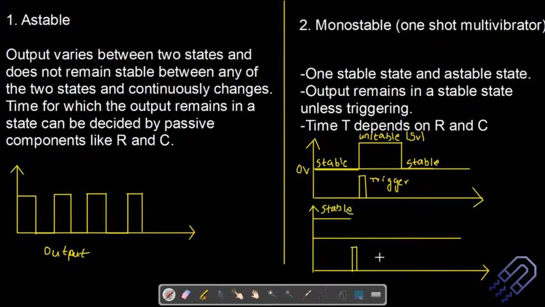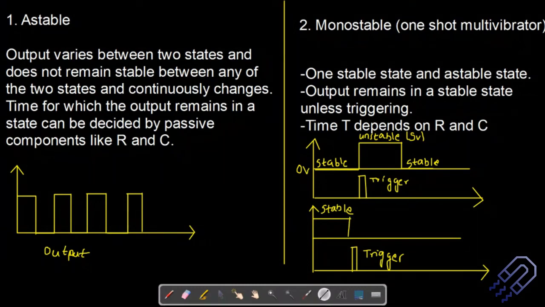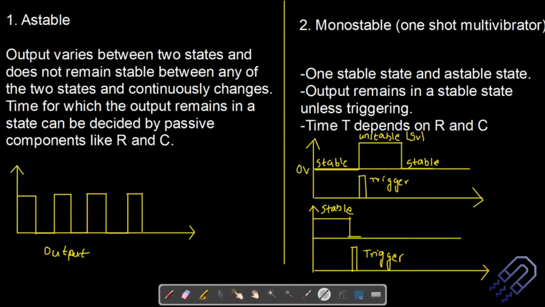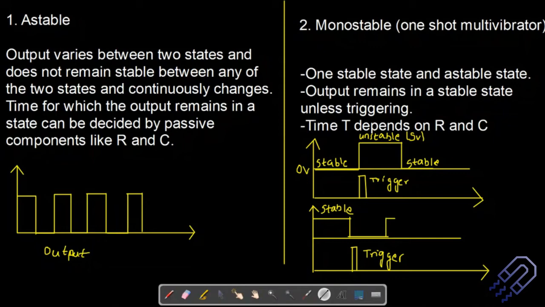It might be at 5 volt. And then what I do is I apply a trigger here. And as soon as I apply a trigger, this will actually come back to the unstable state. So now in this particular case, I can consider the 0 volt as the unstable state. It will be there for some time and it will go back to the stable state.